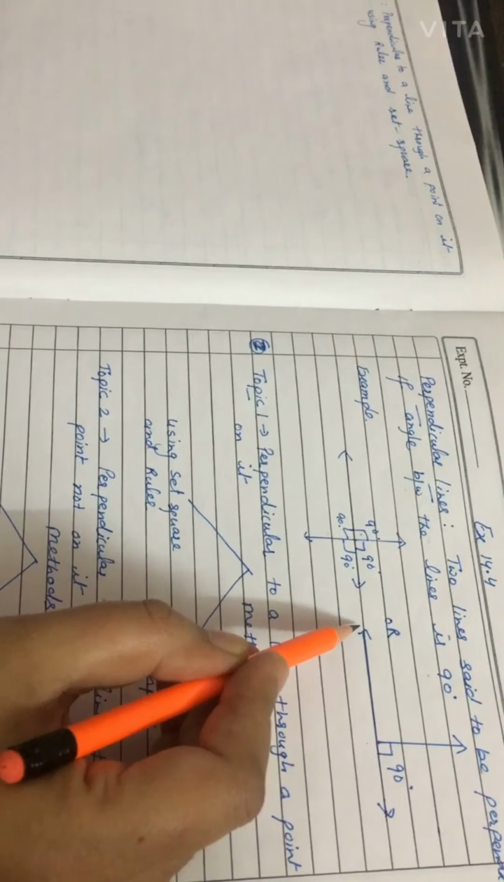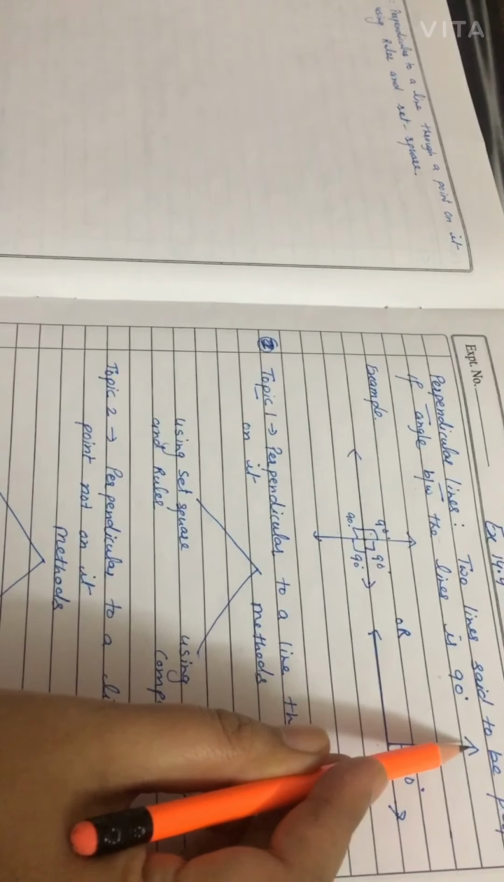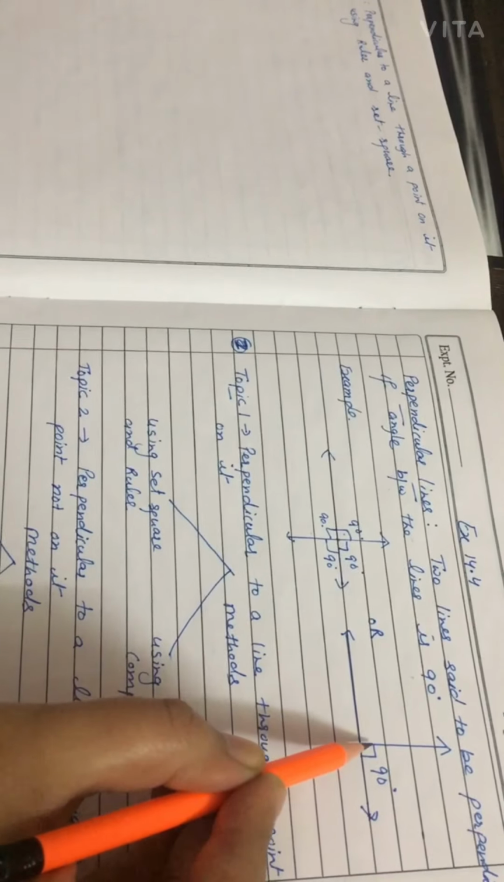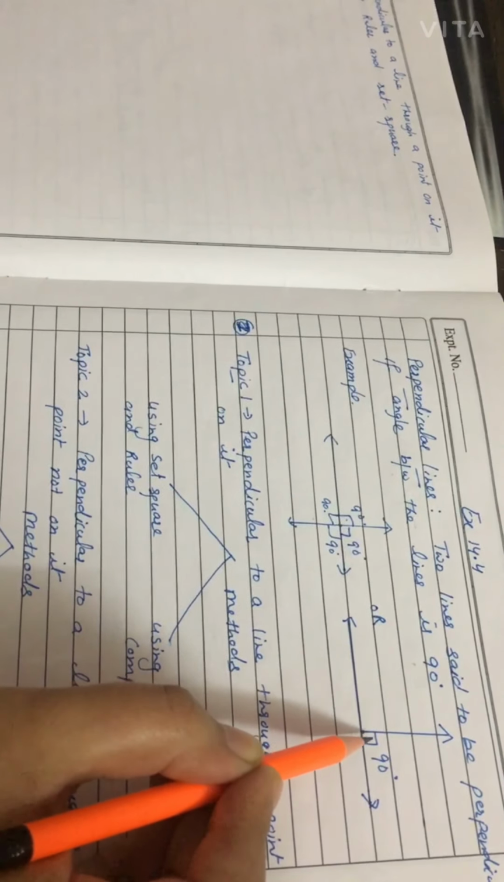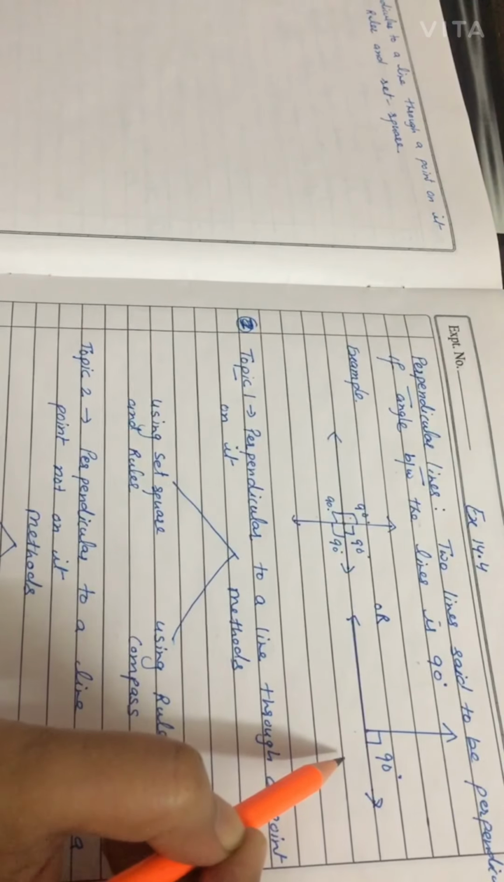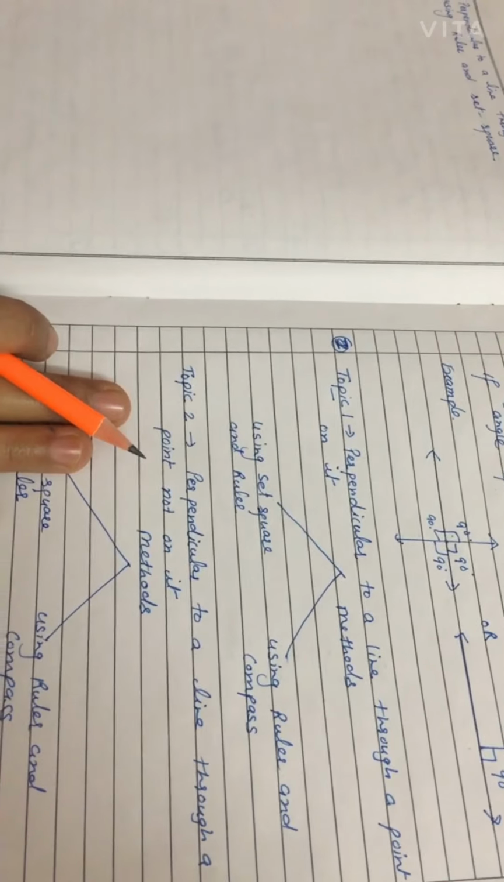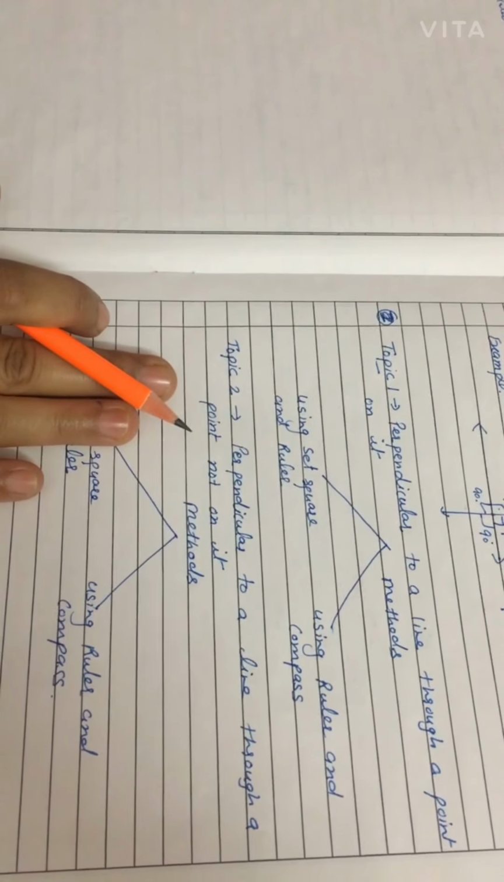Now see, here we have this line and this is the ray. As we know, every ray is a part of a line. So the angle between them is also 90 degrees, so these are also said to be perpendicular to each other. Now students, we will do the methods of how to draw perpendicular lines.